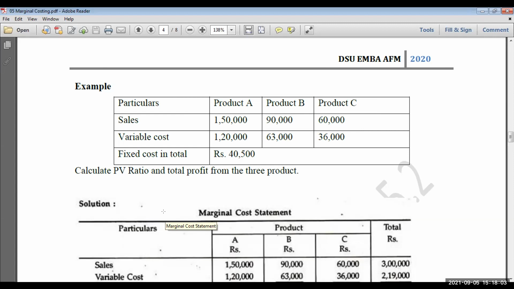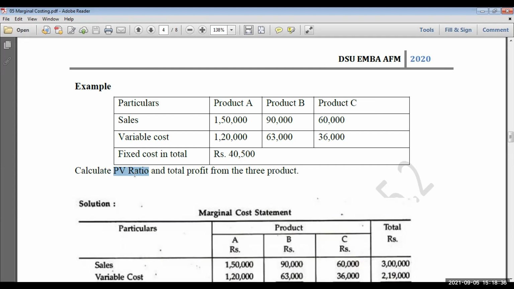A new concept has come here: PV ratio. What is PV ratio? PV ratio is nothing but the relationship, or the ratio, between contribution and sales. How much is the percentage of contribution out of sales is called PV ratio. The formula to calculate PV ratio is contribution divided by sales. If you take total contribution, take total sales. If you take per unit contribution, you have to take per unit sales.